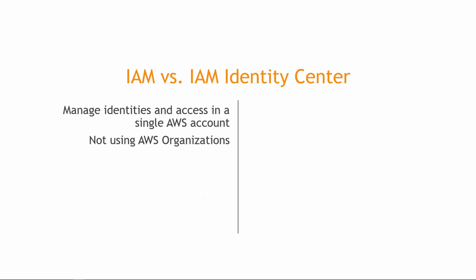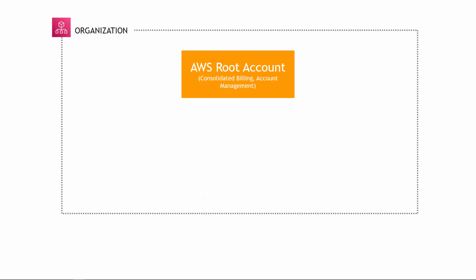If you're not familiar with organizations, just a really quick primer. An organization is basically a collection of accounts that you can manage centrally. When you create the organization, it's going to create a root account. With that account, you can do consolidated billing, so you can view billing information for all accounts under it. You can also do account management, like adding or removing accounts from the organization. And then under that, you have your accounts.